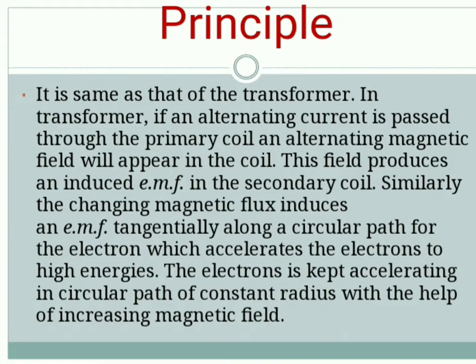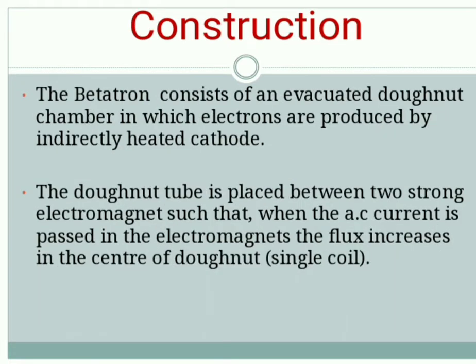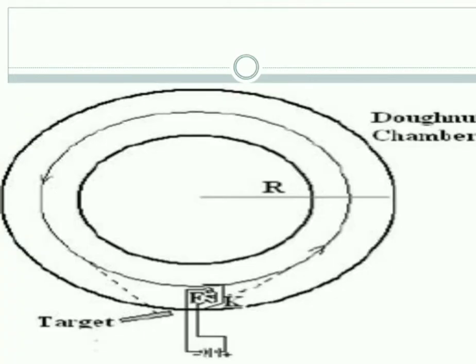of constant radius. In this slide, we are going to see the construction of Betatron. The Betatron consists of an evacuated Doughnut chamber in which electrons are produced by an indirectly heated cathode. The Doughnut is placed between two strong electromagnets. This is the picture of the Doughnut chamber. In this picture, F is the filament source which produces electrons and K is the cathode, whereas R is the radius of the circular path.